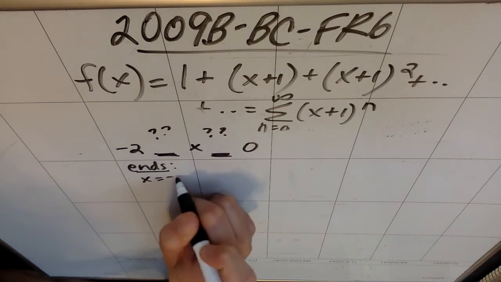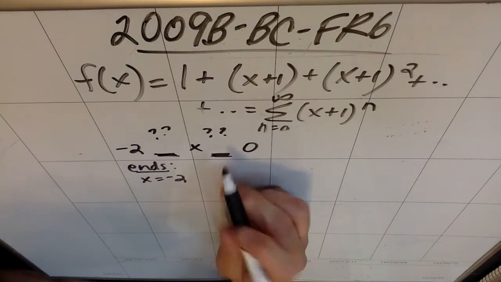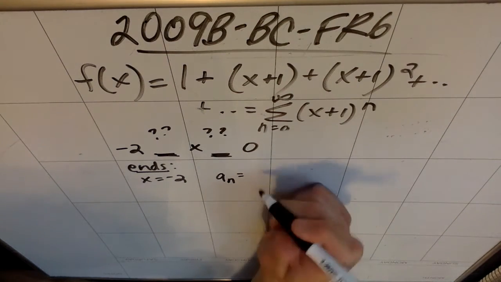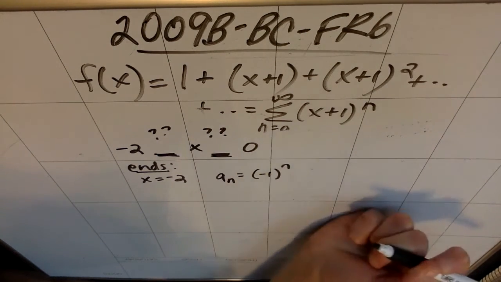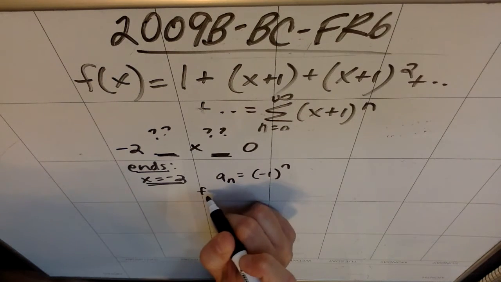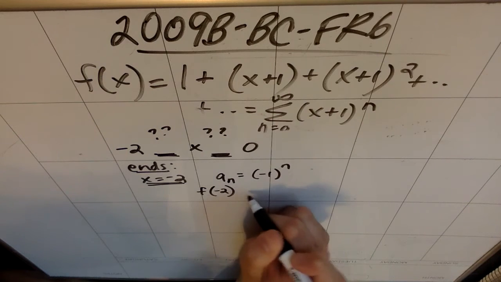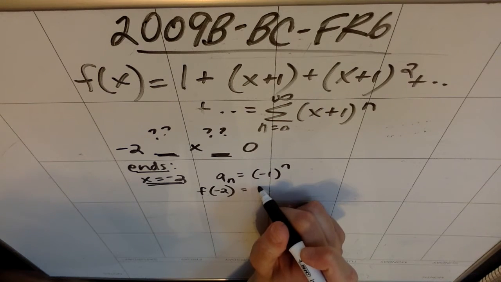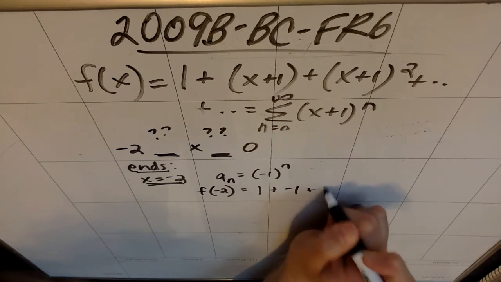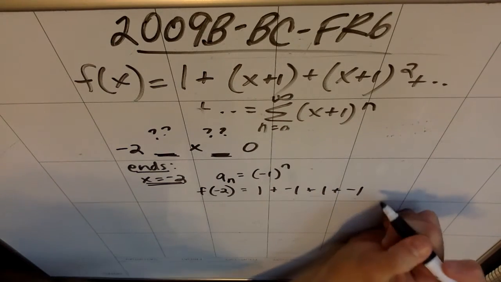The endpoints happen when x is -2, and if I plug a -2 in here, what's going to happen is that my a sub n-th term is (-1)^n, right? What that means is if I plug in -2, here's how the series would look. So f of -2 would be a 1, because it'd be -1 to the 0, and then a -1, and then a 1, and then a -1. And this is going to diverge.